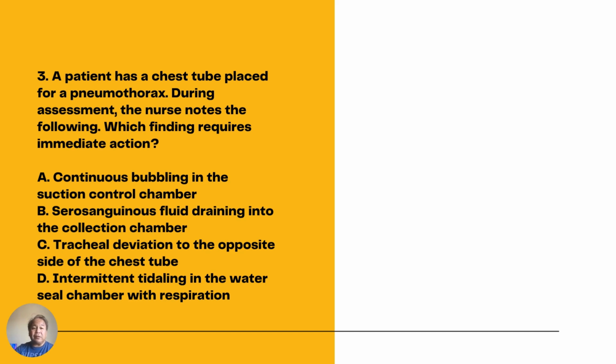B, serosanguinous fluid drainage into the collection chamber. Letter C, tracheal deviation to the opposite side of the chest tube. Or is it letter D, intermittent tidaling in the water with respiration? So I'll give you 10 seconds to select A, B, C, or D. Once you select it, let's look at the correct answer.